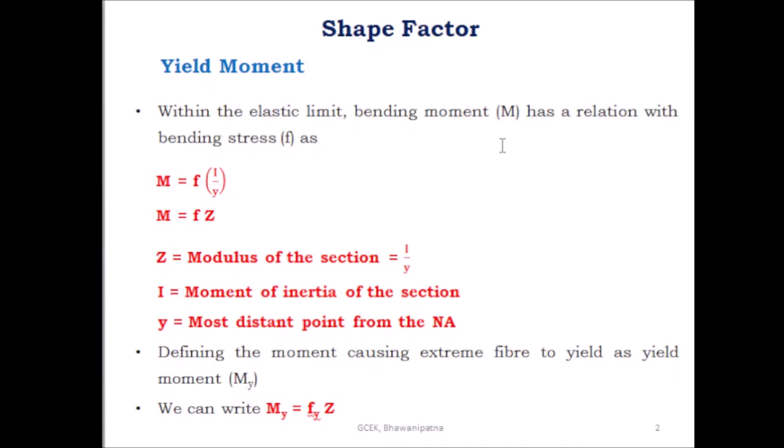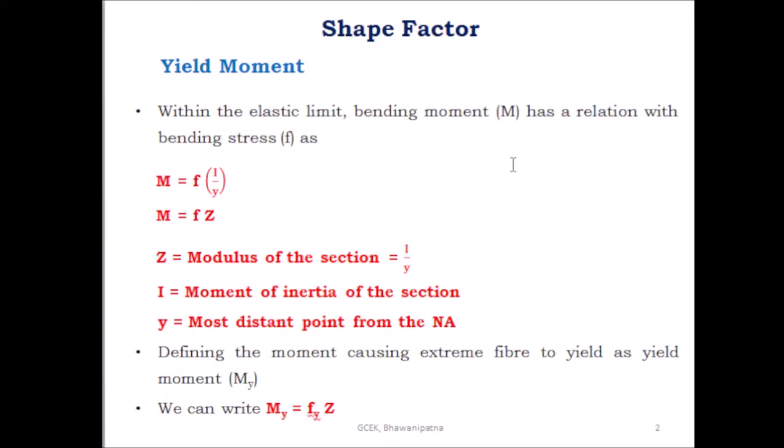Then what is plastic moment capacity? Plastic moment capacity of a section may be defined as the moment which makes all the fibers at that section yield and thereby form a plastic hinge. Then what is yield moment, and how to find out the yield moment in the elastic theory?